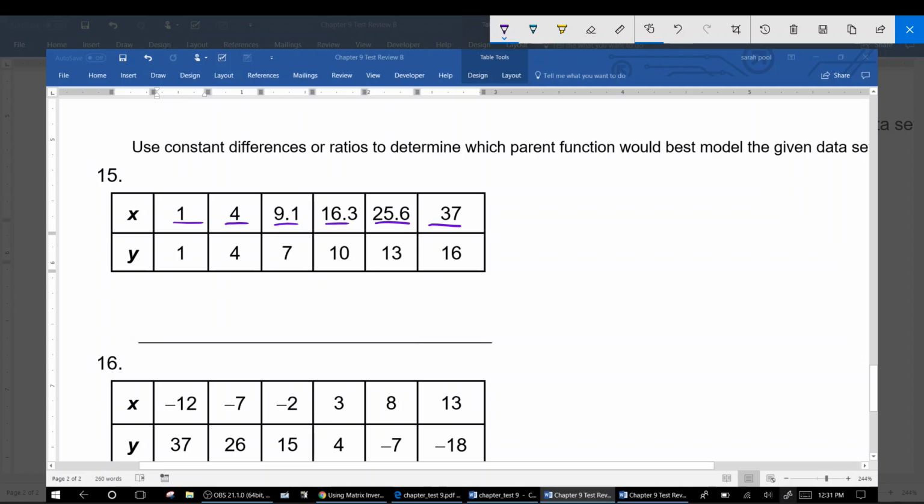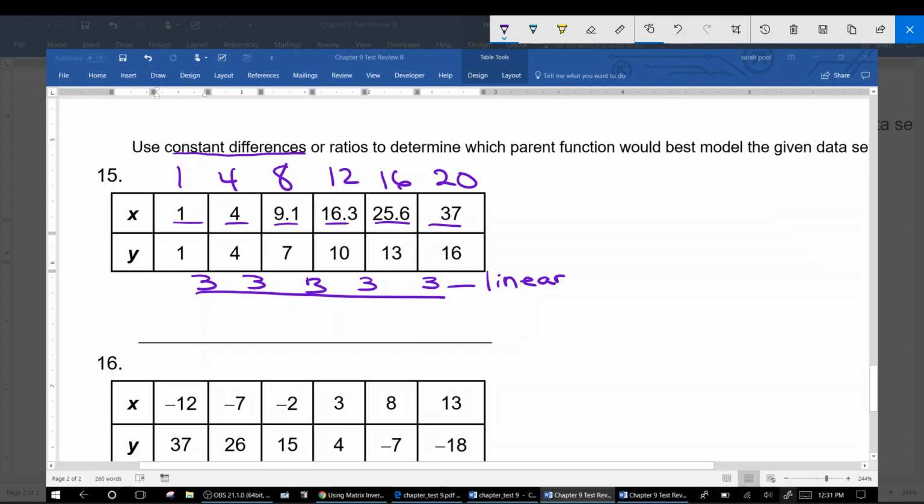You're not going to have a problem quite this difficult. Your problem for your test is going to be, these are all going to be constant. All right, so it would be something more like this. So the first thing we would do is check the constant differences. So we just say 16 minus 13, well, that's 3. 13 minus 10, 3. 10 minus 7, 3. So all of these are 3. So the first differences are all constant. So that tells us that the parent function that would best model this information would be linear.